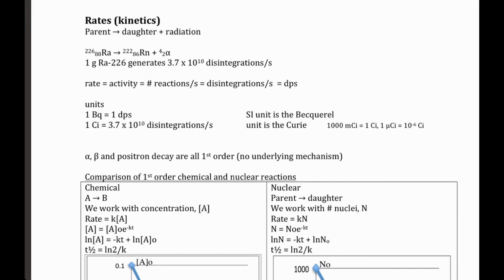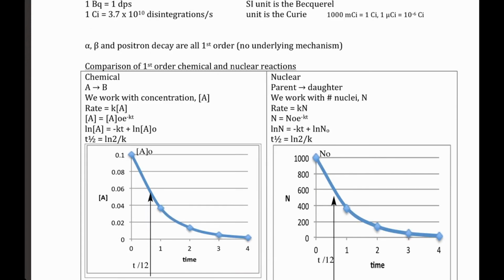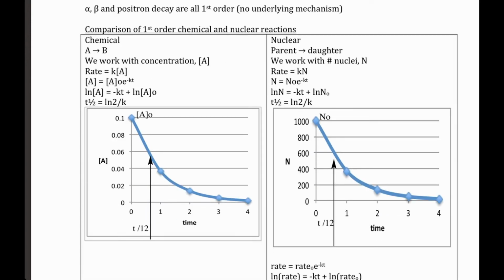Alpha, beta, and positron decay are all first-order decay processes. So when an alpha particle is produced, or a beta particle, or a positron, it's simply the nucleus just breaking down. So it's first order. It just takes the nucleus to break down. It's not two nuclei hitting each other. It's just the nucleus on its own good time breaking down. That's why it's first order.